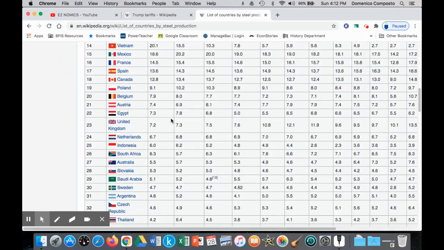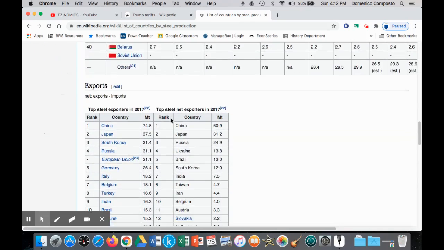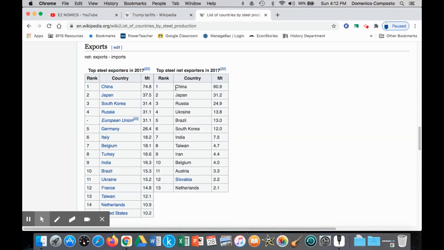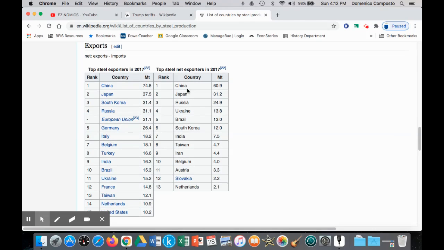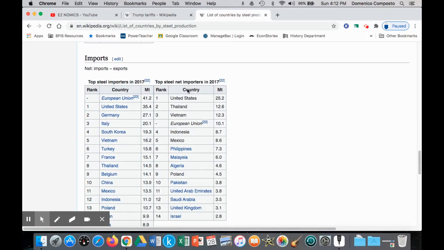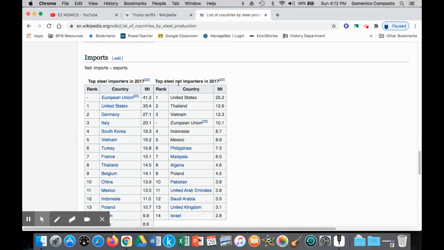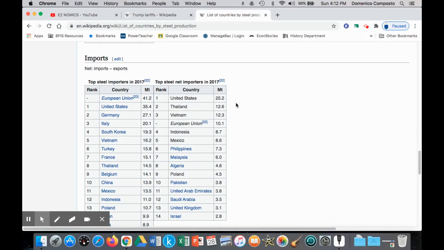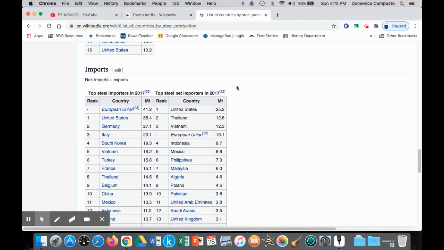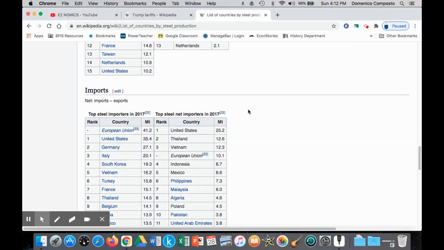But then when we take into consideration exports minus imports, we get this ranking. China #1 in terms of exports, and then in terms of imports, #1 net imports, the United States. So you can see that there's a pretty strong link between the US and Chinese economy. US being a big buyer of steel, one of their biggest sellers being China.